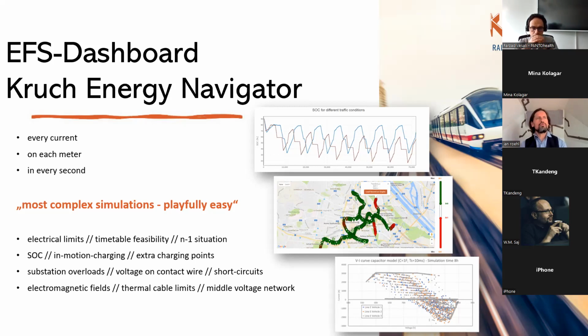And by doing this, you will find what the electrical limits are. So what is the maximum power that your transformers can give? Is the timetable feasible? Can you reduce the minutes between two trains, let's say from 7 minutes to 5 minutes or to 3 minutes? And can your transformer still supply the power? What is an N-1 situation? Is that possible to run? And so on, if one substation is out of service.